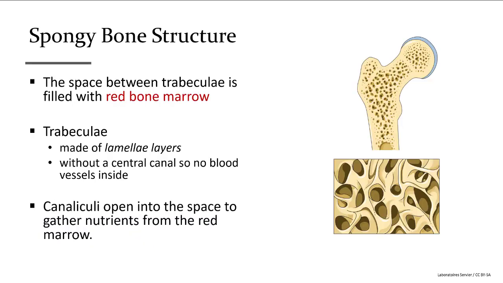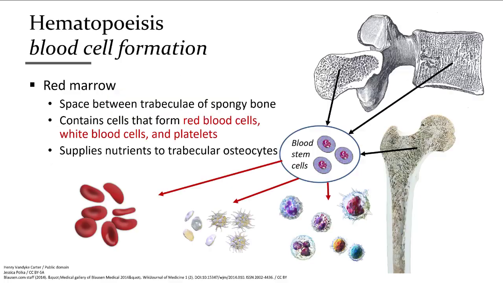The space between the scaffolding of the trabeculae in spongy bone is filled with red marrow. Trabeculae are the beams of bone that are not made of osteons because there's no real central canal, but they're just layers of bone. They're like the lamellae of compact bone. There are also lacunae containing osteocytes, but the canaliculi that bring these cells nutrients don't connect to blood vessels, but instead open up to the spaces so the nutrients from the bone marrow can actually feed the osteocytes.